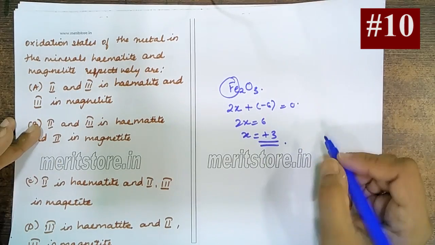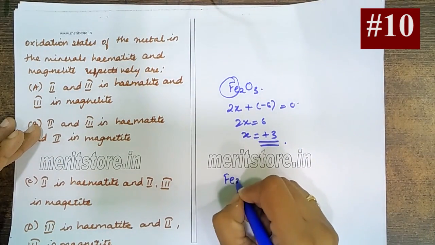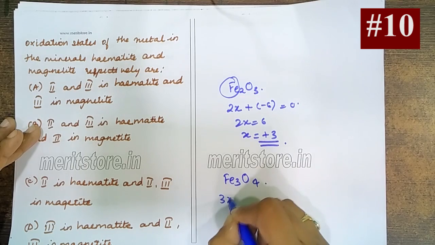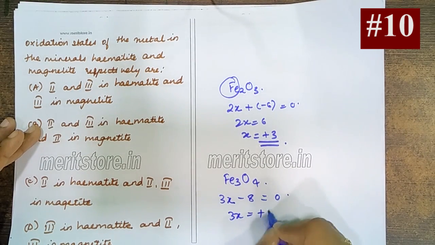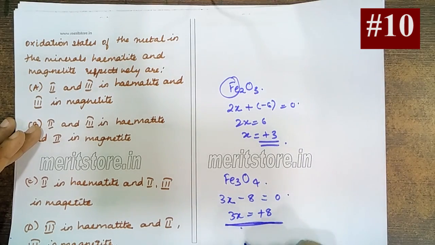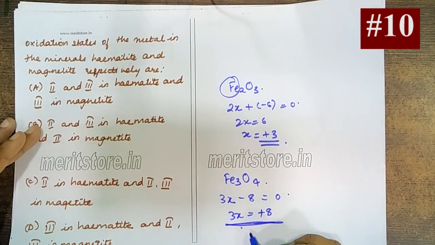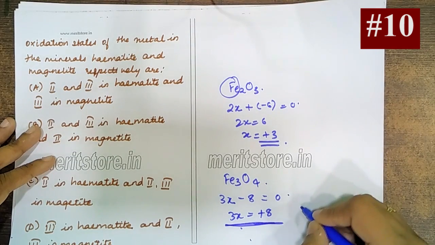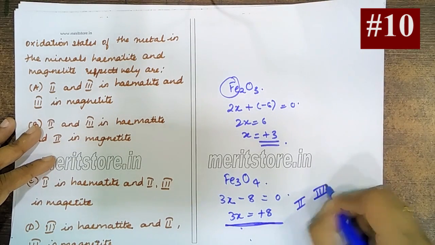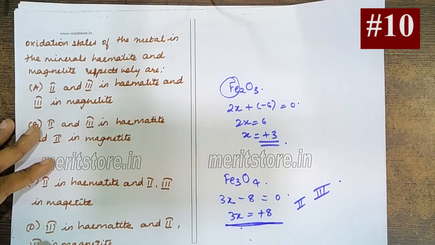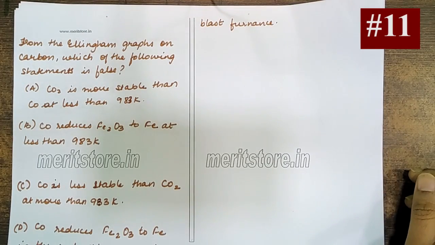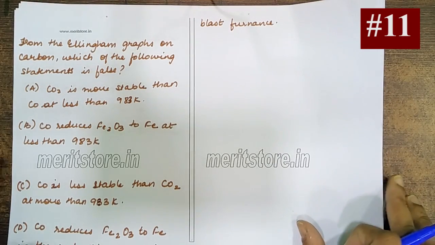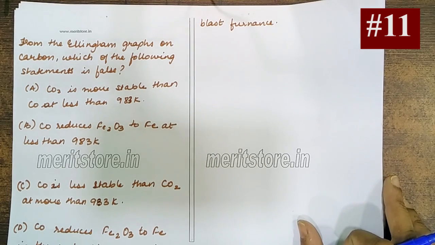Okay, and if I talk about magnetite, it's Fe3O4. So 3x minus 8 is equal to 0. So 3x is equal to plus 8. Now we can see this answer is going to come as a fraction. That indicates Fe is present in plus 2 as well as plus 3 state. So our answer should be 3 in hematite and 2 and 3 in magnetite. So option D.